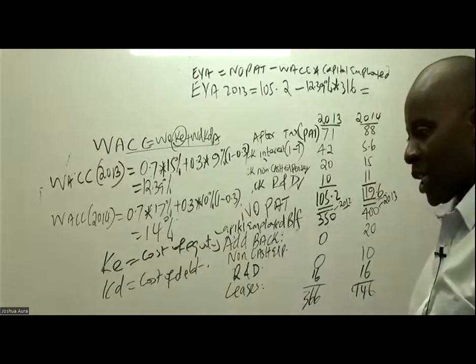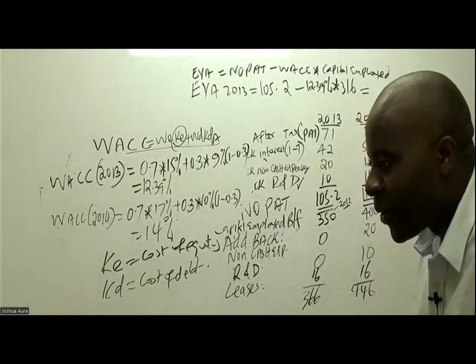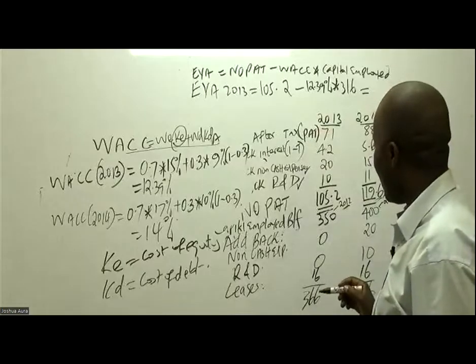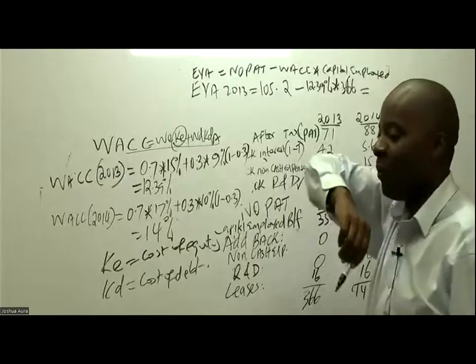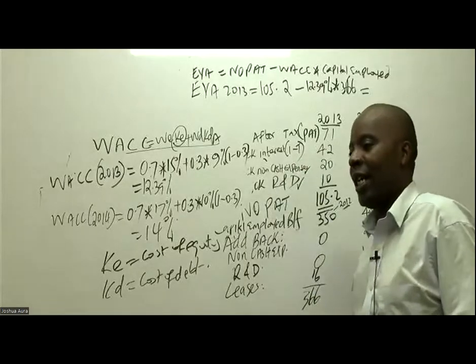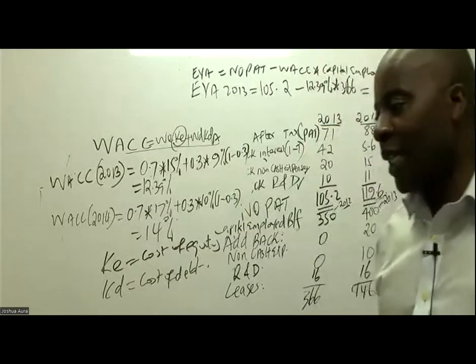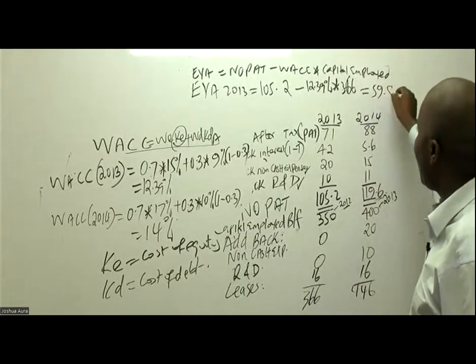Doreen Gatui tells me 366. It can't be 300. Oh, okay, 366 for 2013. Thank you so much for correcting us. 366 gives me, at the end of the day, 59.85.